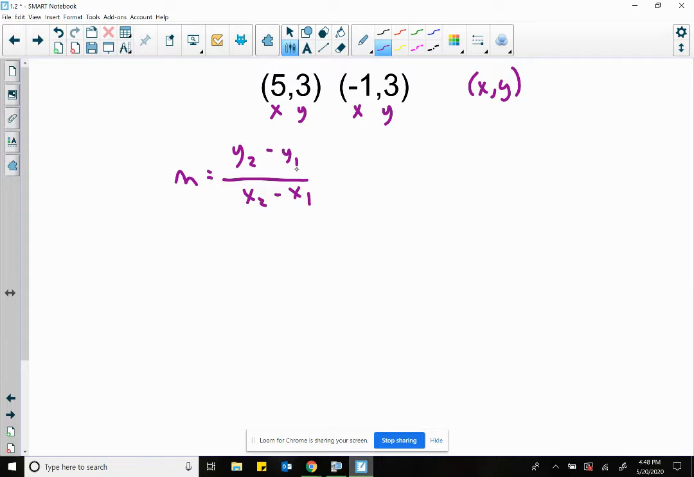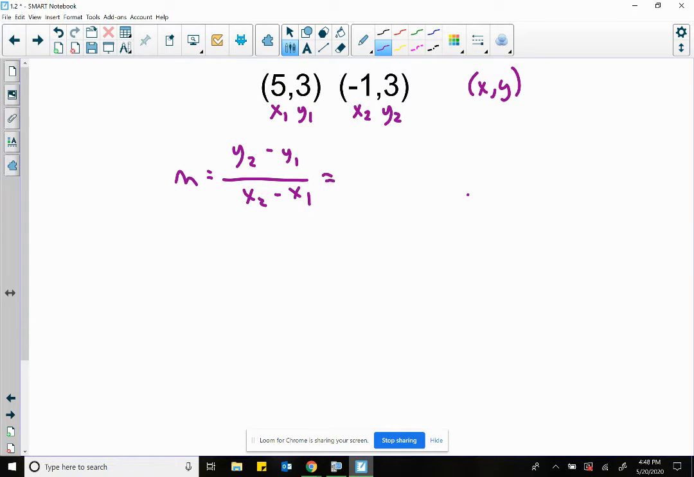Now, notice in my formula, I have ones and twos. How do I know which one is which up here? This point right here, 5, 3, is the first point. Thus, we call these x1, y1 because they are the first x value and y value. Okay? Since this is the second point, we call this x2, y2.